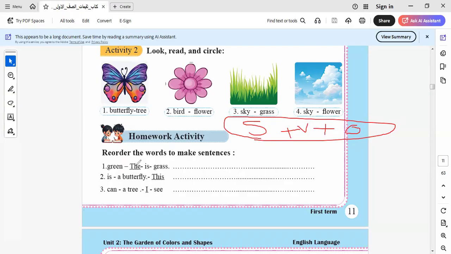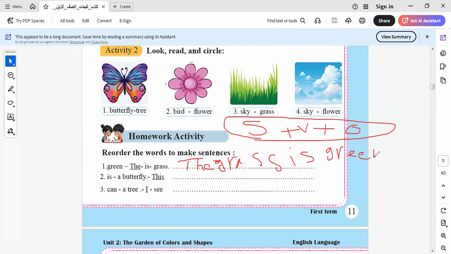What will it be here? I will start with the subject. The subject here will be the grass. I start with the grass. Where is the verb here? It will be is. What? Is green. So here is subject, verb, object. Okay, this is the components of the sentence.